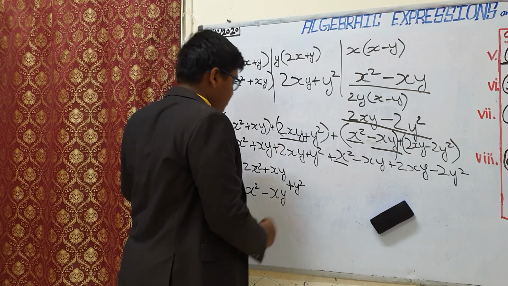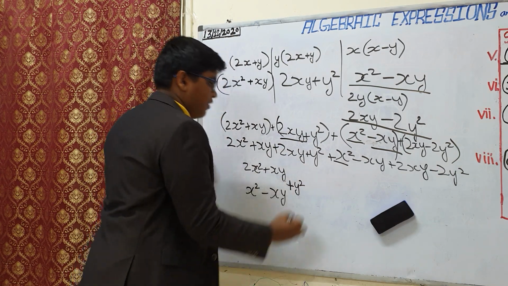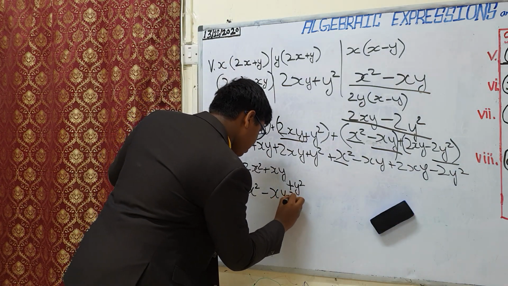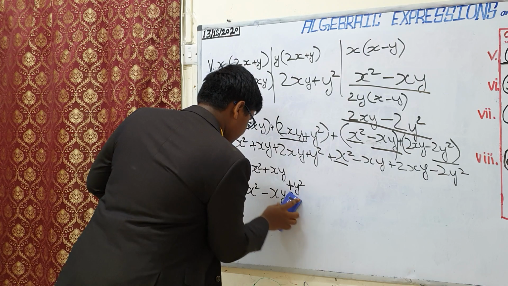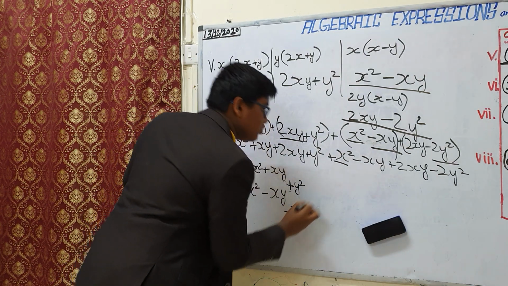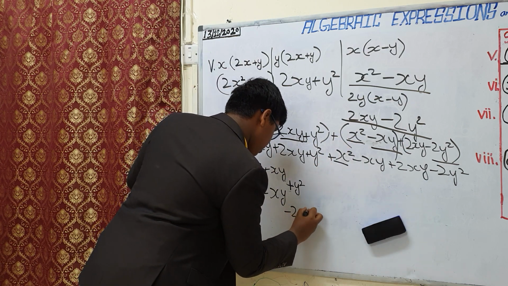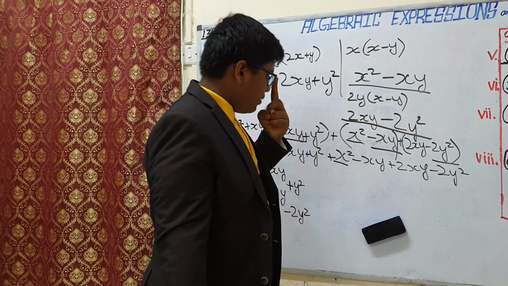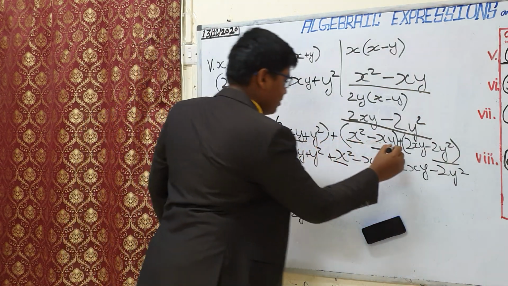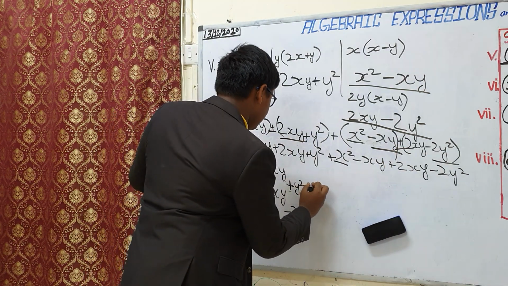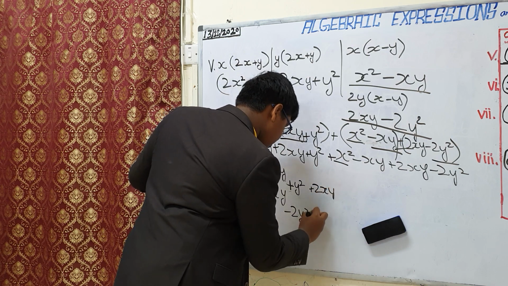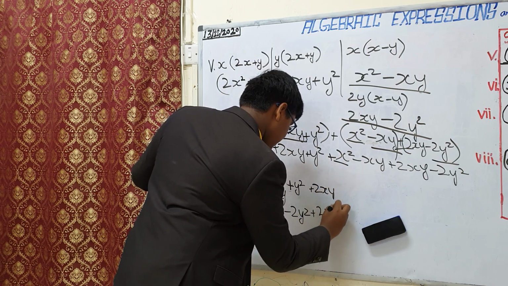So here we have a y squared, then here we have y squared, and here we have minus 2y squared. We have to write it in the next row. Then minus 2y squared. Okay, now here we have 2xy, and here also we have 2xy. Both have the positive sign. So we will make another table for it. Plus 2xy, and here also plus 2xy.